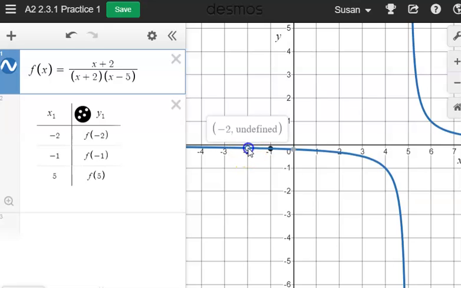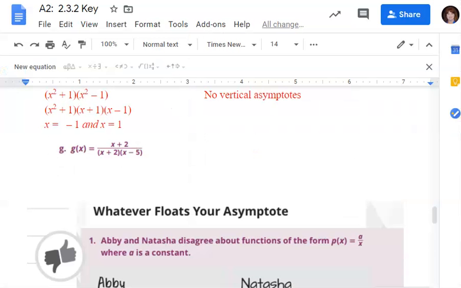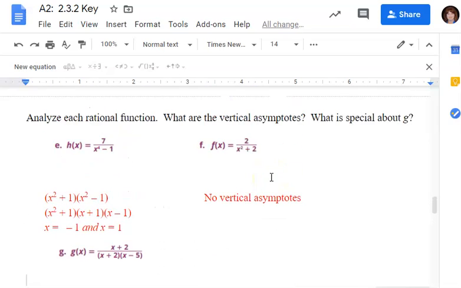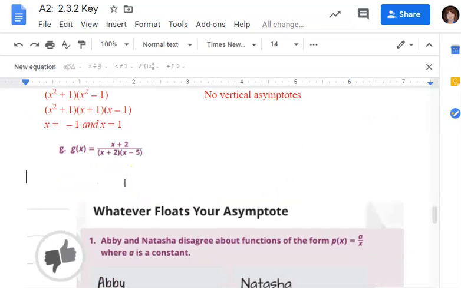You cannot see it. You know what? This is one advantage of the TI-84 Plus calculators, because you can actually see a hole in the graph in the TI-84 calculator. So we'll talk about that in a future lesson. But the answer to G is your vertical asymptote will be x equals 5 only. It will not have one at x equals negative 2.